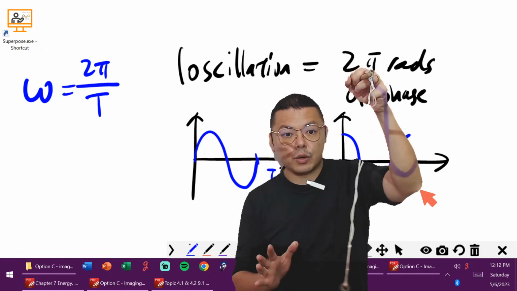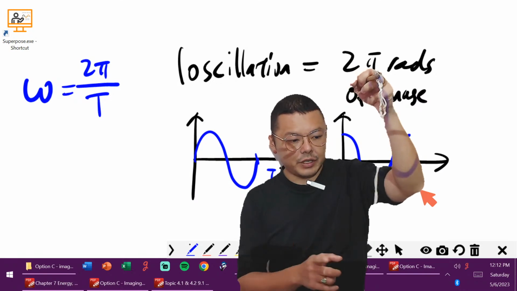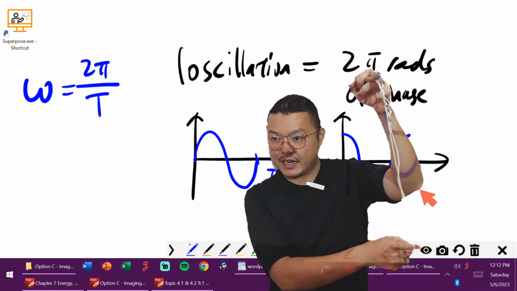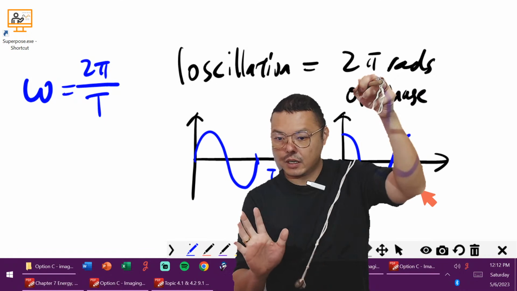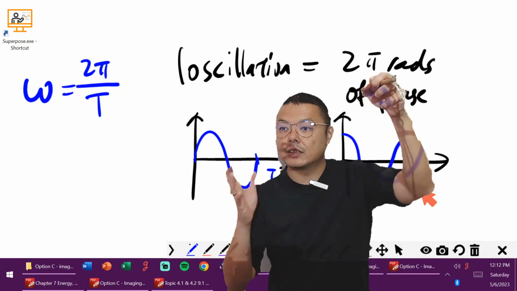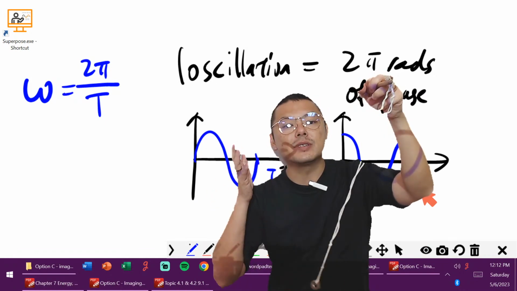So you didn't know how it started. You didn't know whether it started on the right side or on the left side. You didn't know that. It was already oscillating. The trick is to figure out when you want to start observing it.